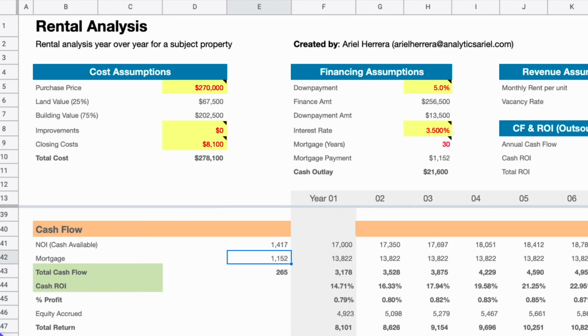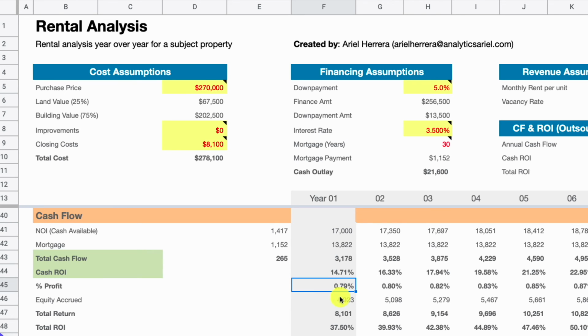We have our mortgage, which is extrapolated by 12 months. And then we have our total cash flow, which in this case, our total cash flow for the year would be $3,178. And in order to calculate our cash on cash return, what we do is we take our cash flow divided by our total investment. And in this case, our cash flow is 14%, almost 15%, which is huge.